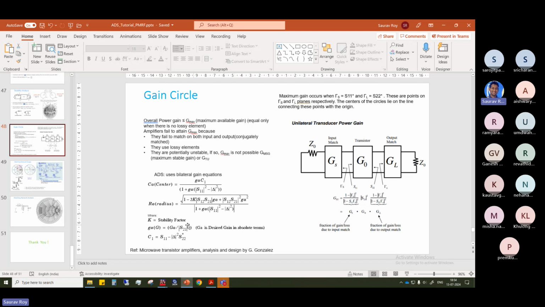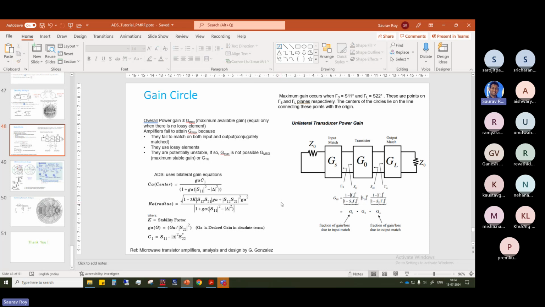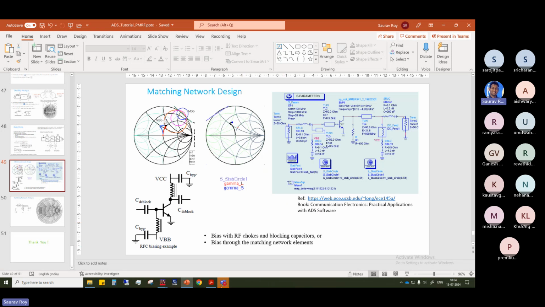So a gain circle is a circle that shows in which region which gain you can achieve. These are similar circles, and those are all done through the Smith chart. The main condition here is that you can't achieve maximum gain most of the times, because the conjugate match does not happen most of the times. There are lossy elements like resistance, and they are potentially unstable. So we give up something here. Let's see how we do that.